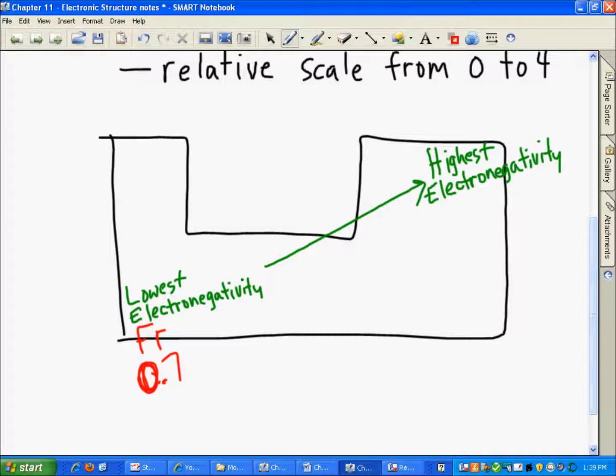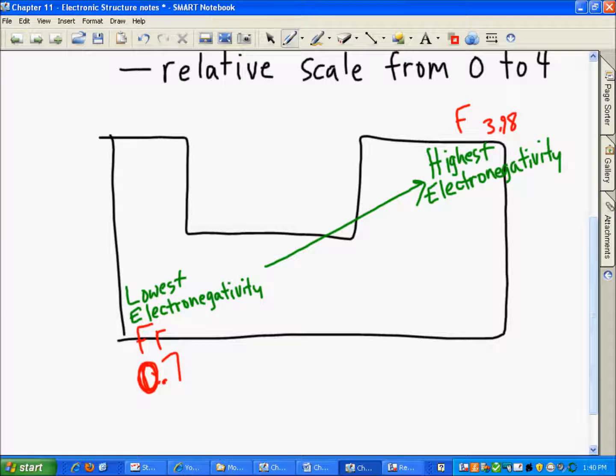So what's the electronegativity for oxygen? Oxygen is 3.44. Okay. Fluorine? And fluorine, what's the electronegativity of fluorine? Right, 3.98. And in fact, fluorine is the element with the highest electronegativity.